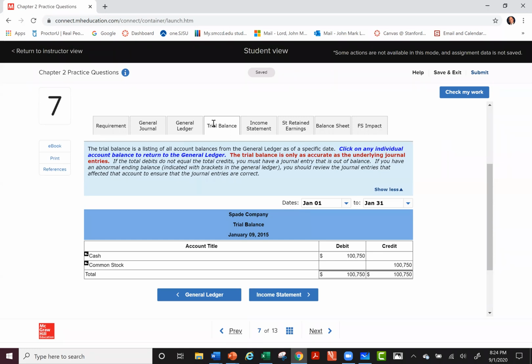Okay. So now I have my financial statements over here, okay? And I ask you, should I see anything on my income statement? Should there be any numbers on my income statement after this one transaction?